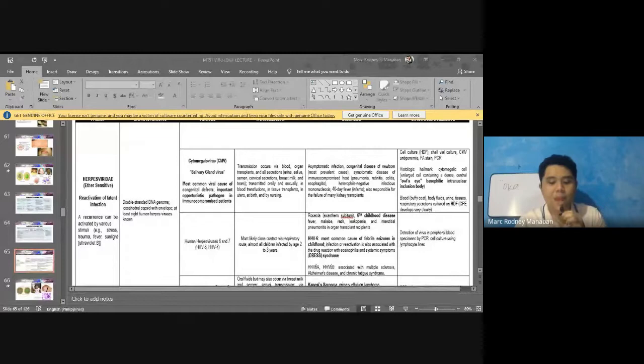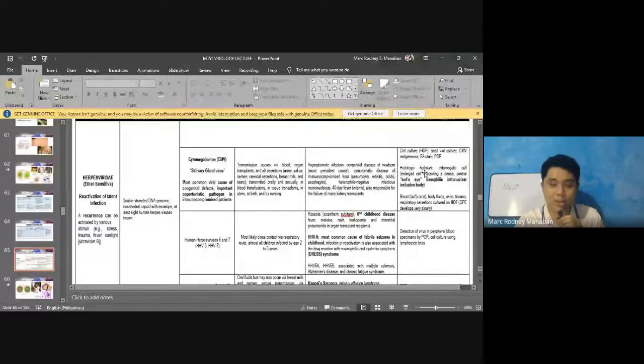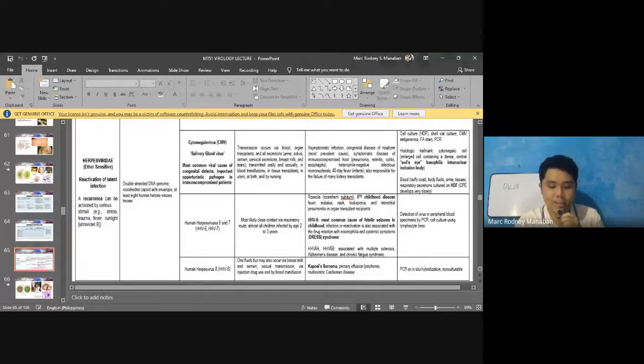Okay, alright. Now, the disadvantage of culture, dears, is that CMV grows slowly. So its CPE takes a while to appear. Therefore, we opt for other tests, such as fluorescent staining or the shell vial culture, which is faster. Alright, okay. Next is your HHV 6 and 7. Human herpesvirus 6 and 7, both of them cause what we call roseola, or your sixth childhood disease.